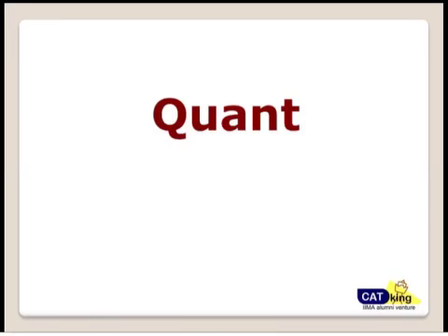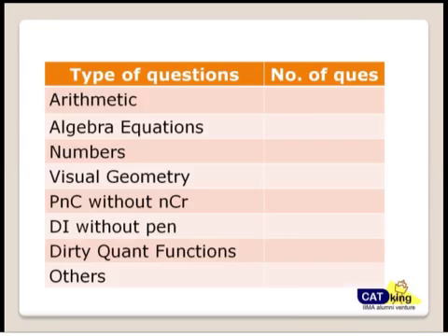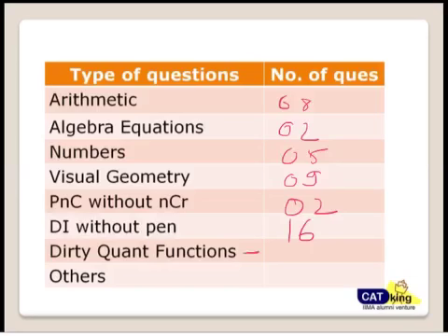The quant section was very easy as compared to last year's paper. I was expecting a difficult paper, or at least at par with last year's, but this time the paper was much easier. Fine, if I go section by section now, arithmetic was there in quite a large number, which was a surprise for me as well. I was expecting less of arithmetic, but 8 questions were there from arithmetic. Algebra equations only 2 questions, numbers 5 questions, geometry 9 questions, PNC probability 2 questions, DI 16, dirty quant which is functions, graphs, inequalities, logs, all these things combined 6 questions.